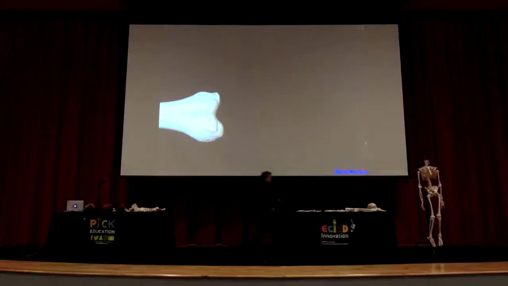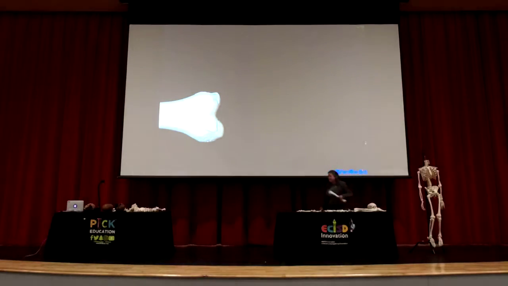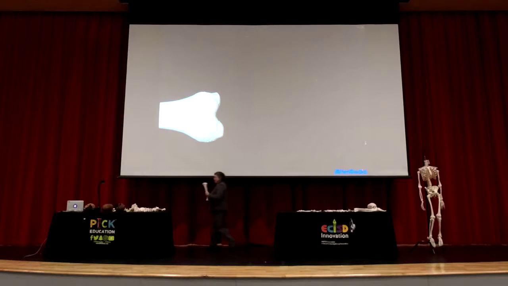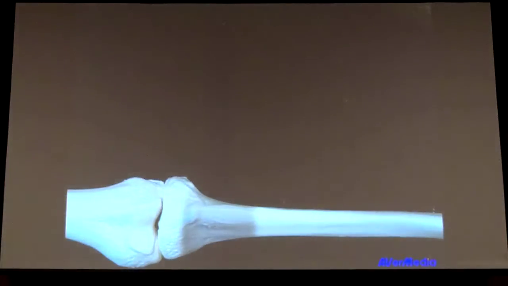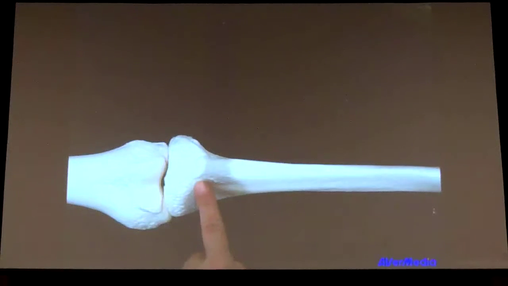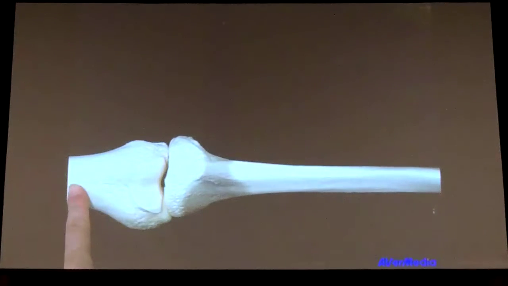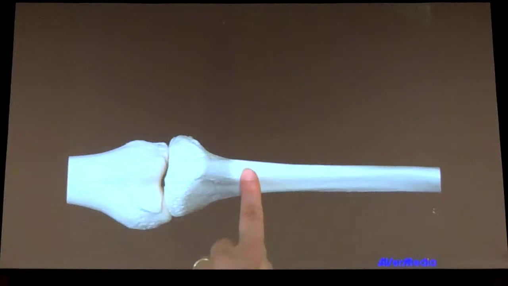But at the very bottom of the femur is where the knee joint is. So let's grab some knee joint pieces here. Here we go. So to finish our knee joint, we have to add this bone right over here. See that? This is called the tibia. This is called the femur or thigh bone. This is called the tibia or shin bone.